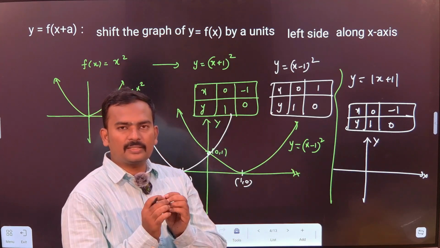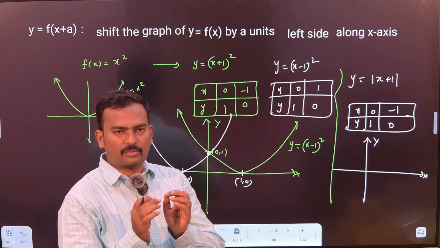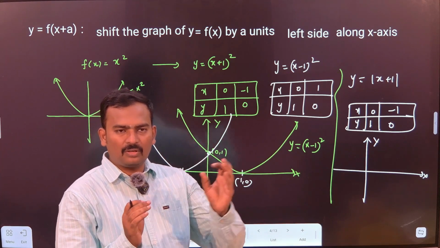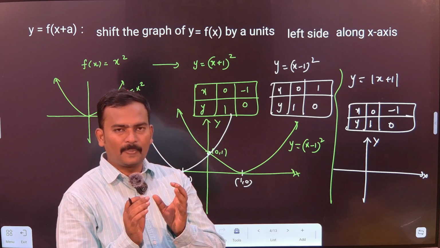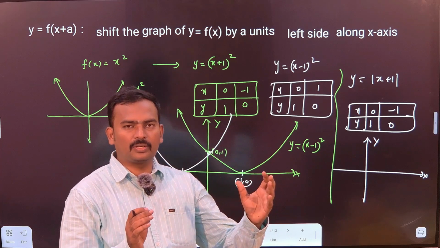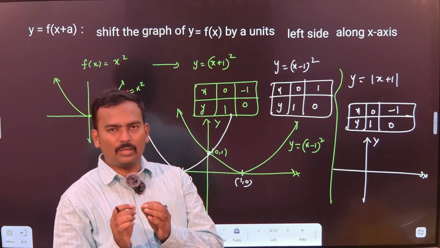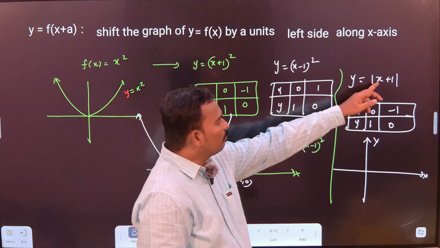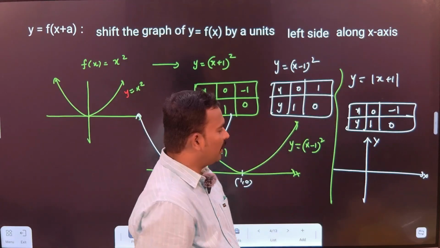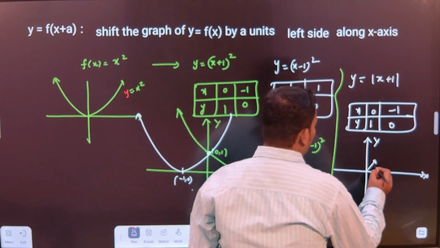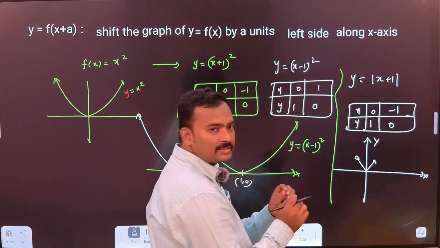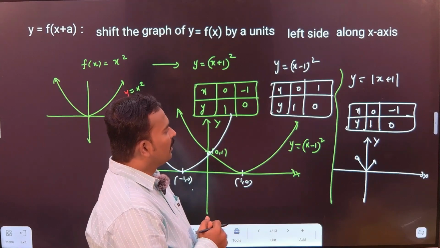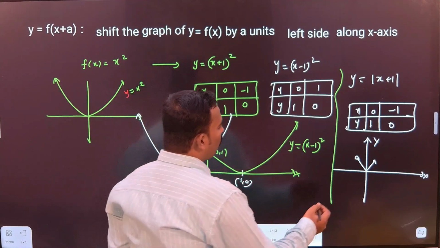Before, for y is equal to x square, the reference graph is x square. X plus 1 means you shift that reference graph left 1 unit. X minus 1 whole square means you shift right 1 unit. The same idea here: mod x is your reference graph. You know the mod x definition and the mod x graph, right? It's a V-shaped graph. So plus 1 means 0, 1 will be here.